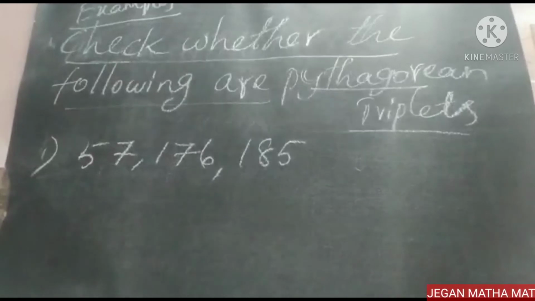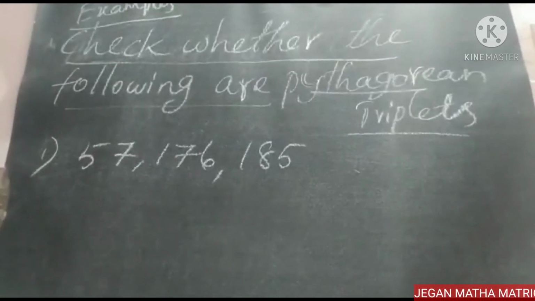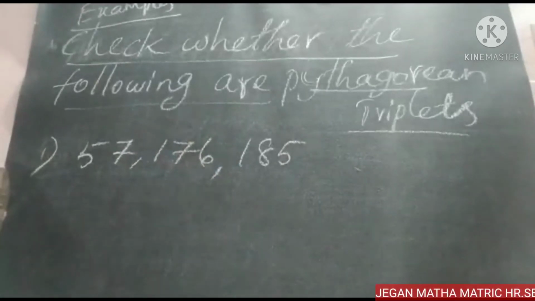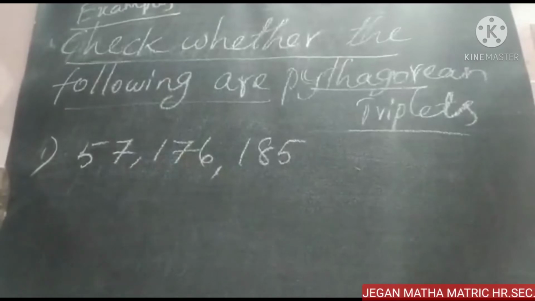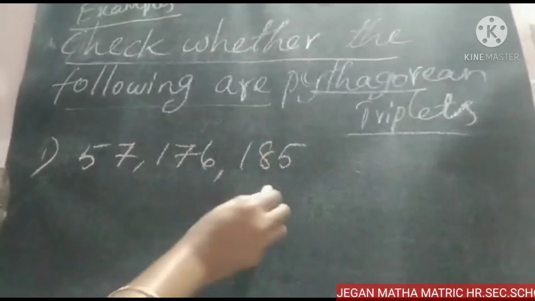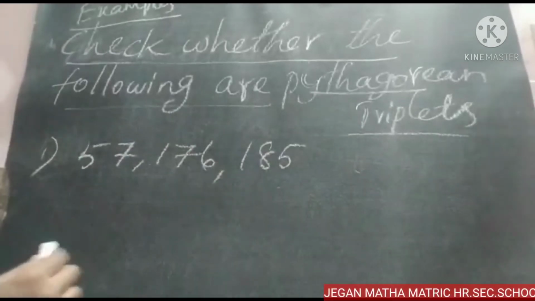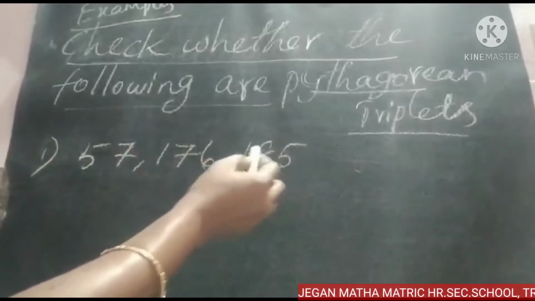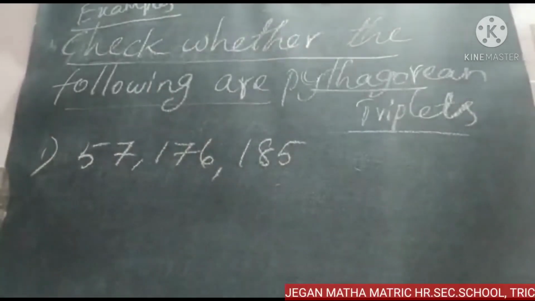Now let us see the example sums by using the Pythagoras theorem. Now let us see the given problem. Check whether the following measurements are Pythagorean triplets or not. So you have to check. These are all the three sides of a right angle triangle. They are given. So you have to check whether these are Pythagorean triplets or not.